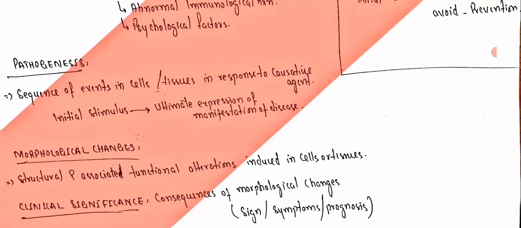In the last, we see here the clinical significance. It means as the consequence of the morphological changes, and this is also so obvious that if changes have come in your cells and tissues, in their structure and function, that will definitely lead to some signs and symptoms, which one day will become apparent.